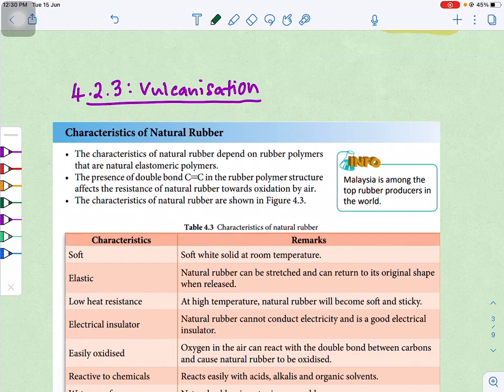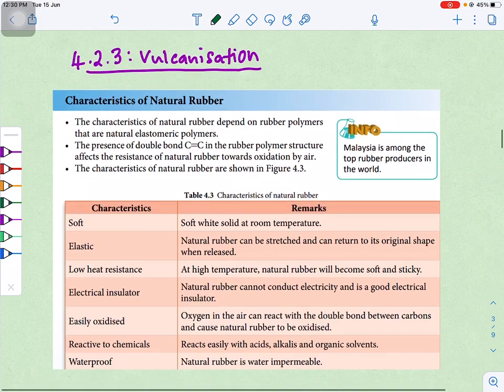So for today, we focus on vulcanization. So before we go, what is vulcanization? We look at the characteristic of natural rubber first. So natural rubber, the characteristic is actually depend on the rubber polymer itself that are natural elastomeric polymers. Okay, it depends on the rubber polymer, meaning that if we are talking about natural rubber, kita akan fokus pada bahagian yang sebenarnya akan mempengaruhi the characteristic is on the rubber molecule yang berada di dalam negatively protein membrane. That's one yang kita akan fokus.